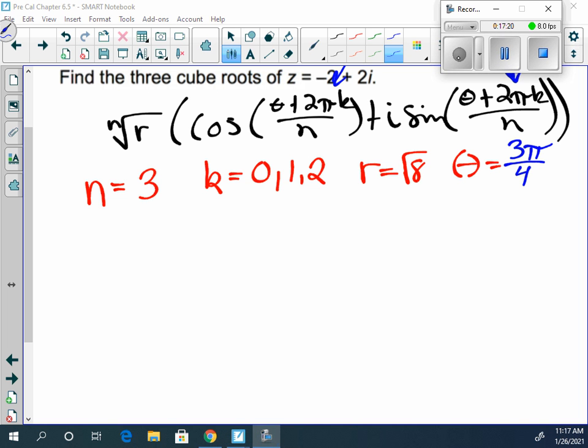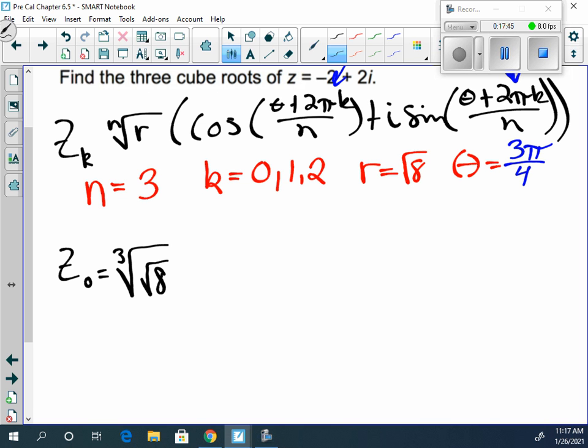So let's look at this here. Let's fill in. We'll start off with the first one. Now, our n is 3. So we'll call this z 0, because that's our first root, because this here is equal to z. So we have the third root. So what is r? We have the third root of the square root of 8.